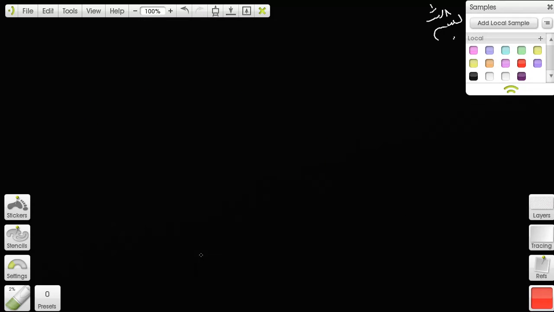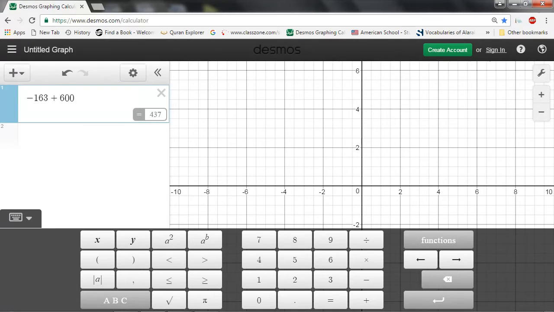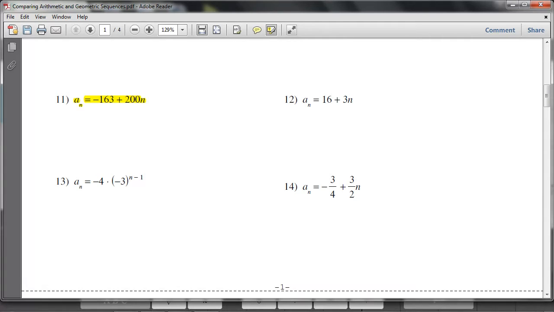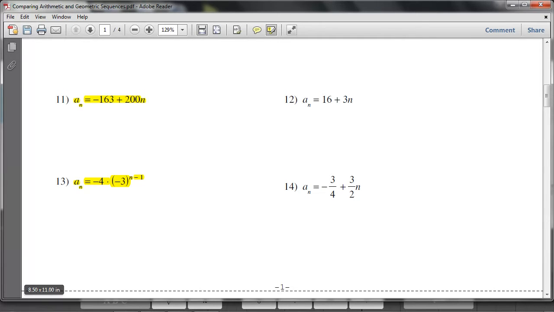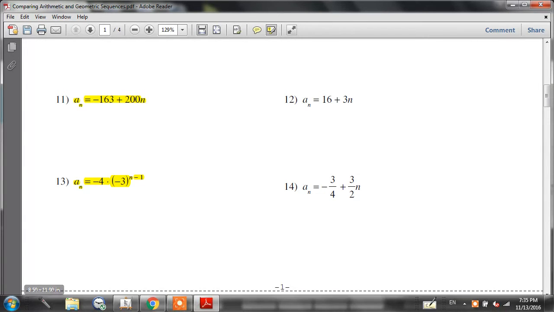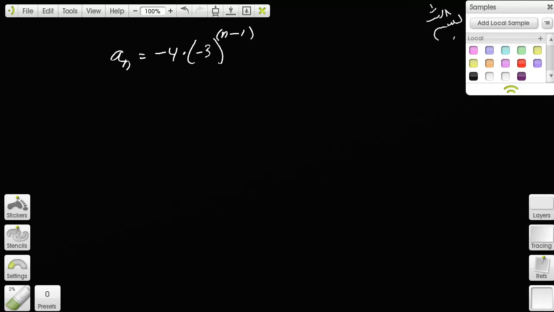Okay, and finally I'd like to do the last example before I finish, and this one says negative 4 times negative 3 to the n minus 1. So the rule is a sub n equals negative 4 times quantity negative 3 to the exponent of n minus 1. I just want to double check myself. Okay. I'm going to take a wild guess. This is going to be geometric, but let's just do it. Let me tell you why I think this is going to be geometric.